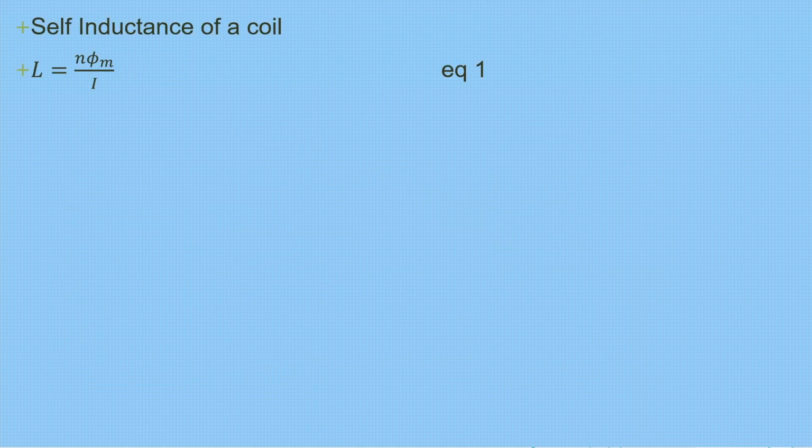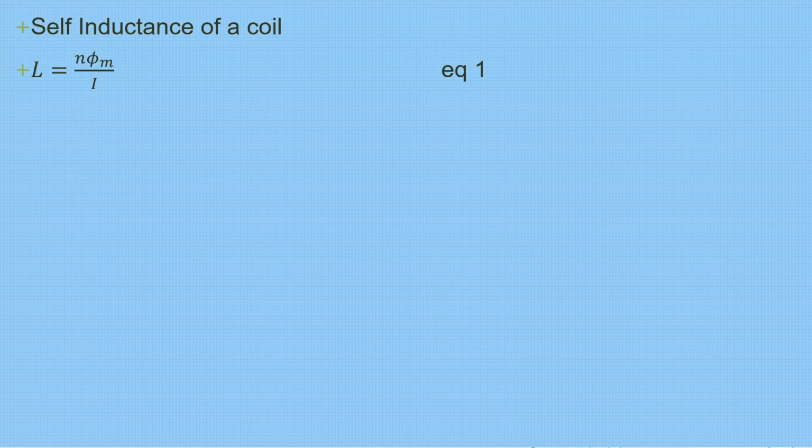Let's first start by looking at the self-inductance of a coil. This is given by equation 1 on the screen now. Inductance is equal to the number of turns multiplied by magnetic flux divided by the current. At this point, I think it might be useful to read up on Lenz's law. I won't be going through that in detail here, as I just want to cover the solution for the question.